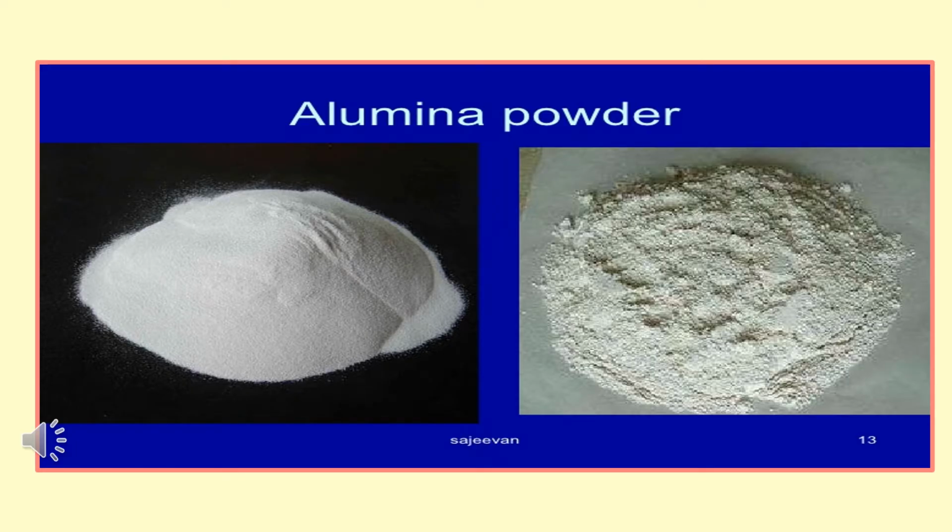Alumina powder is also a good example for adsorbent. On the surface of alumina powder, some gases like hydrogen, nitrogen will adsorb. Okay, students? So these are all the silica gel, alumina powder, and charcoal or activated charcoal. All these are the best examples for adsorbent on which the adsorption takes place.